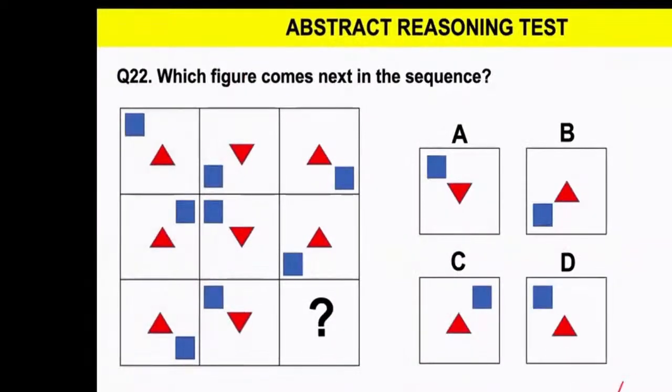So now it's your turn to try one. Here we go. Question 22. Which figure comes next in the sequence? A, B, C, or D? And you have the time it takes that timer to go down to come up with your answer. Here we go.